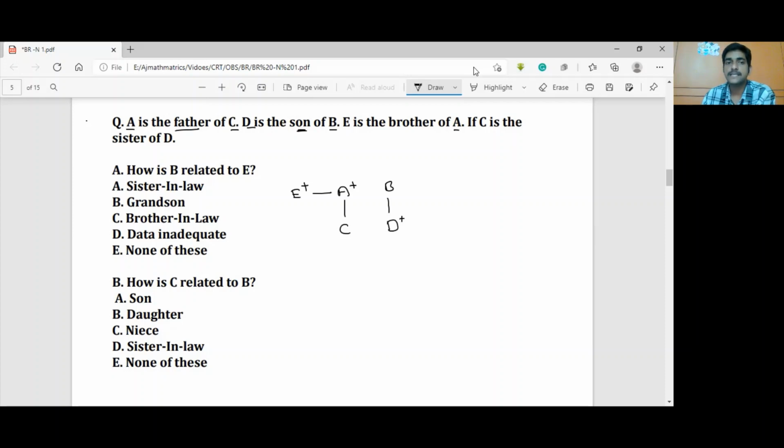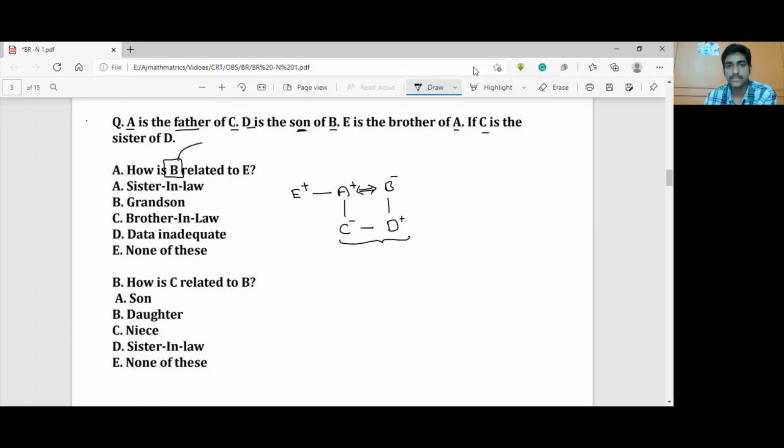Next, C is the sister of D. C is the sister of D means what? It implies that C and D are siblings to each other. If C and D are siblings, automatically A and B will become a married couple, husband and wife. So A is a male, automatically B will be a female. Next, the question is, how is B related to C?